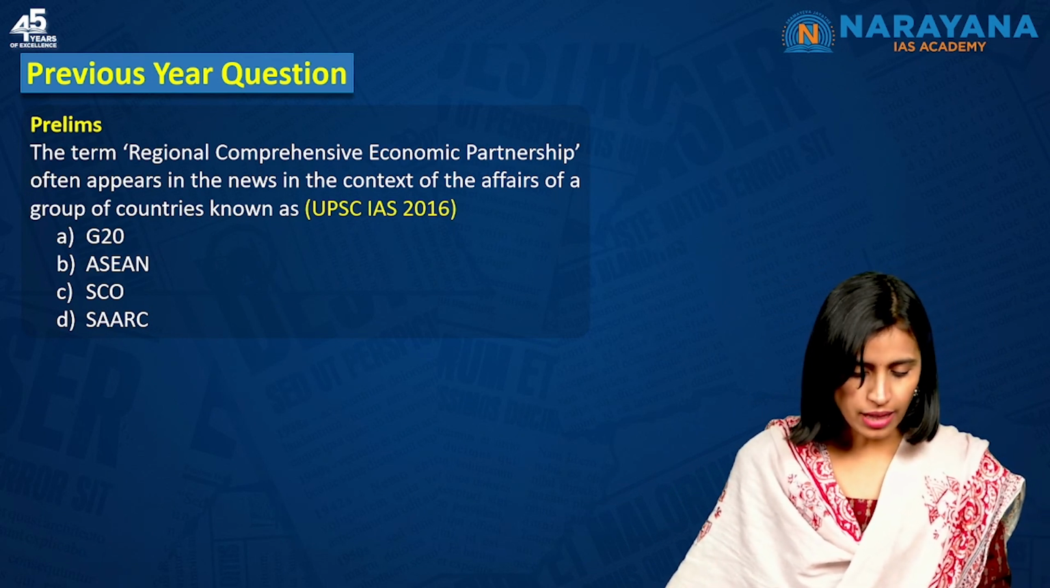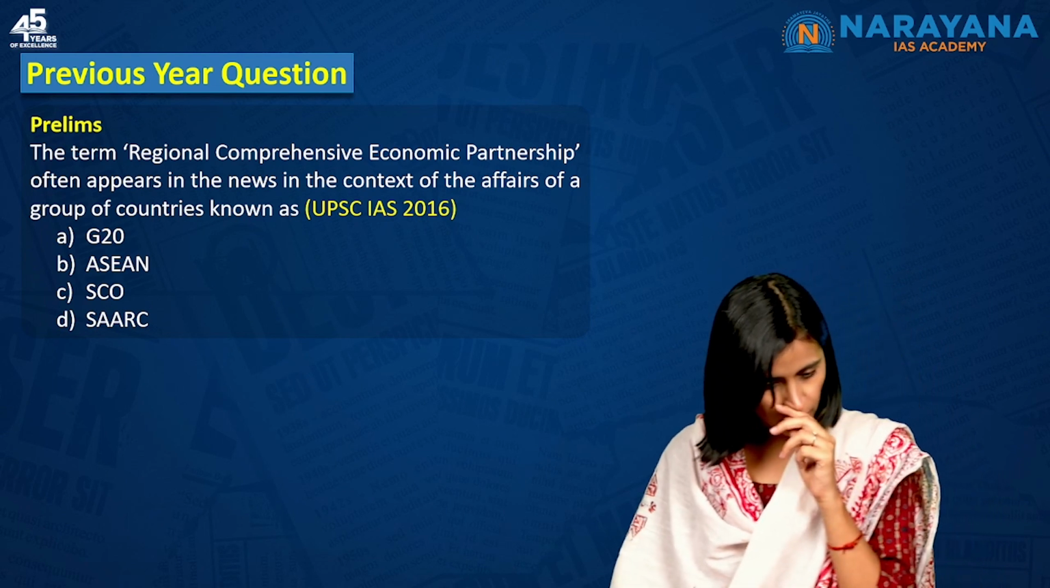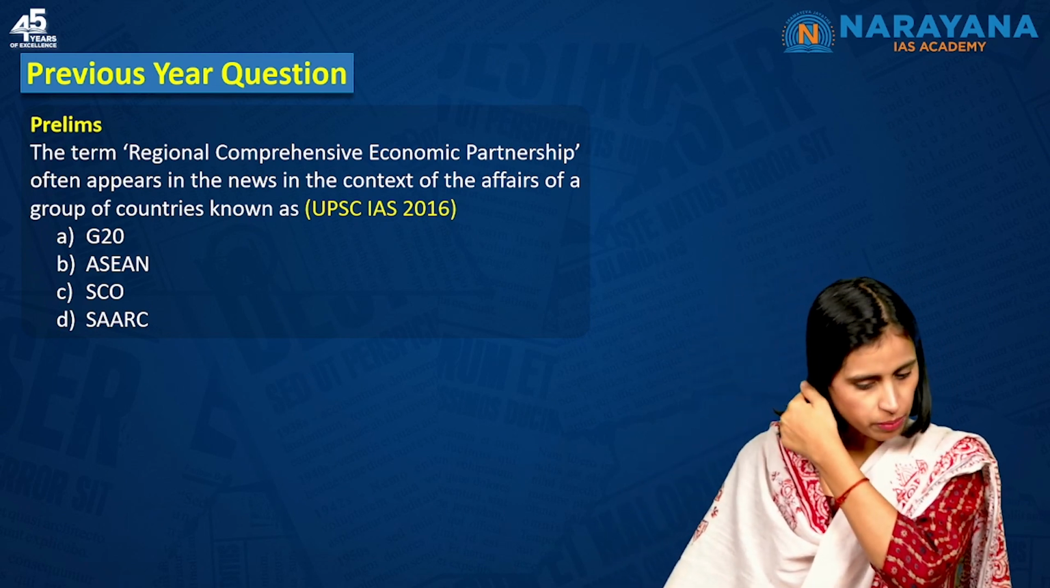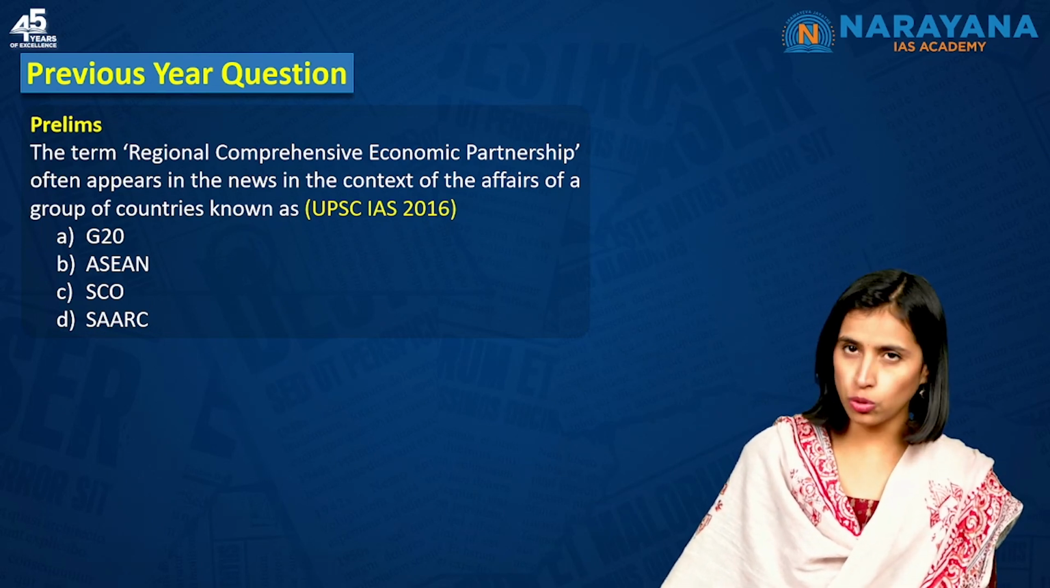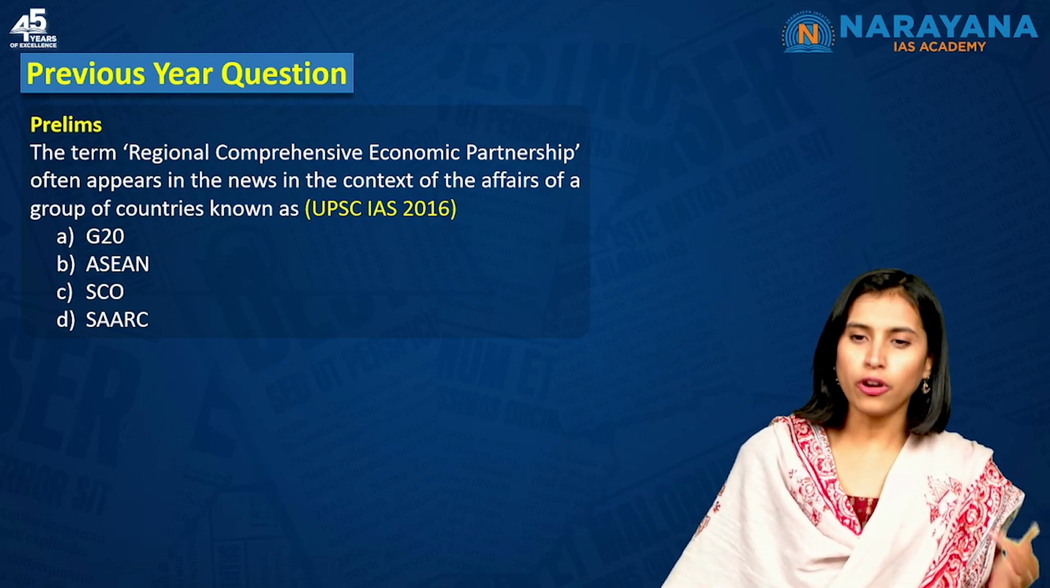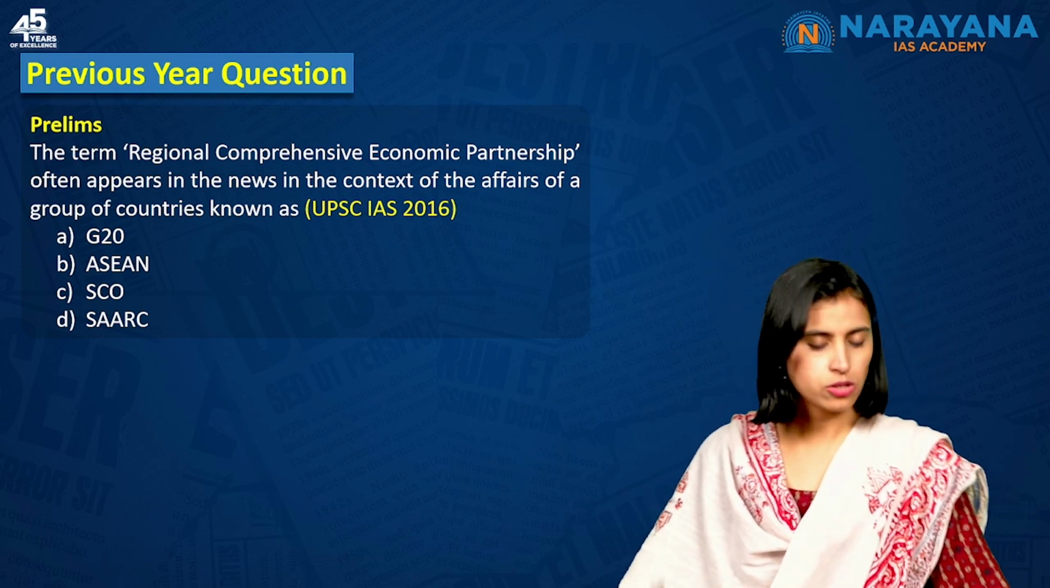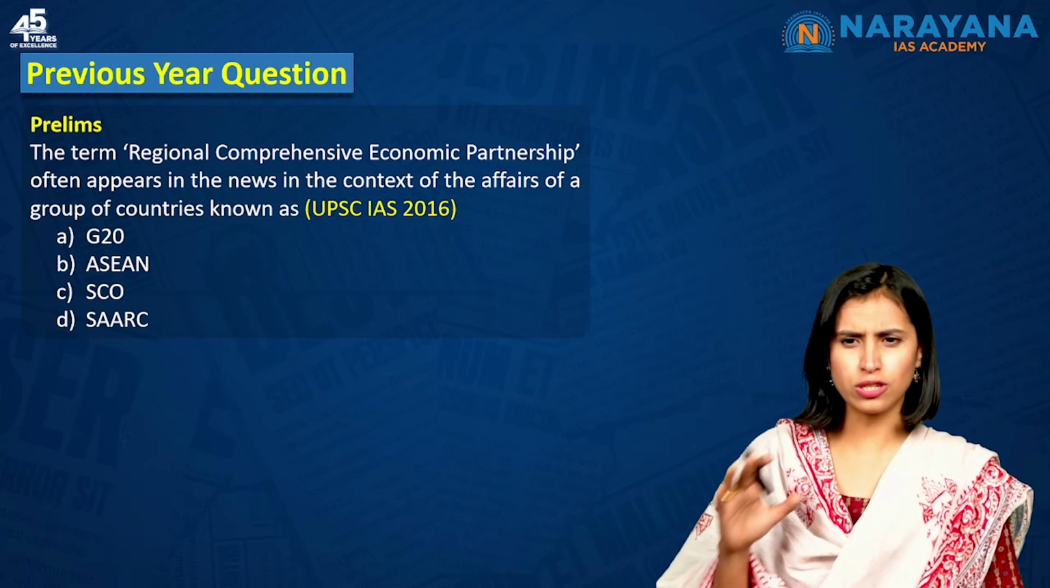A question like that is often asked in UPSC, like the term Regional Comprehensive Economic Partnership often appears in the news in the context of the economic affairs of groups of countries known as G20, ASEAN, SCO, SAARC, for which we are actually talking about this. So just think about it and try to give the answer to this question.